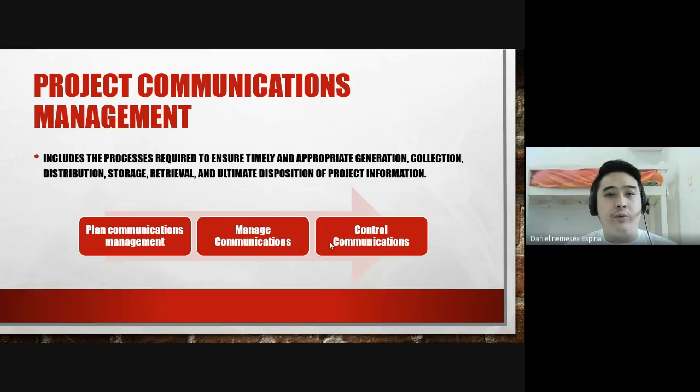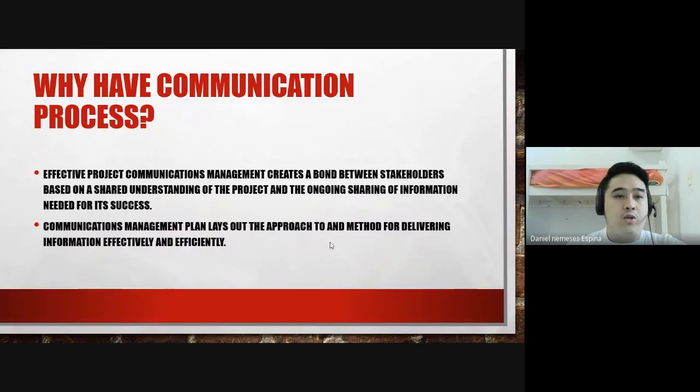So why do we have a communication process? Effective project communications management creates a bond between stakeholders based on a shared understanding of the project and the ongoing sharing of information needed for its success. First we need to communicate with our stakeholders. We ask what they expect from us, what the outcome of the project would be, and how they want it to be done. So this will be communicated.